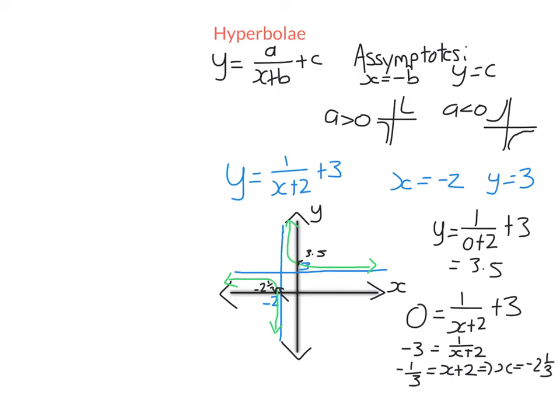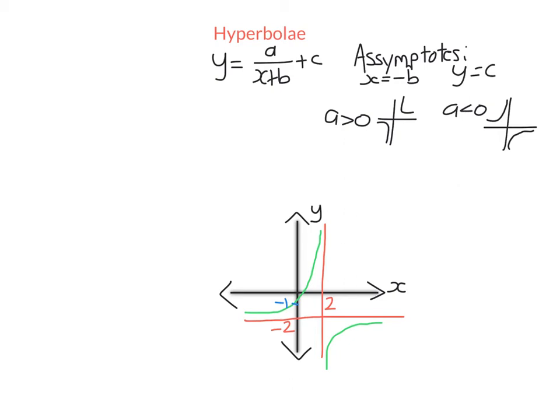Make sure you can also find the equation of a hyperbola. So I give you the graph of a hyperbola and you tell me what the equation is. We'll do that now. Let's find the equation of the hyperbola in this graph here. I know the equation is going to be y equals a over x plus b, plus c. So all we need to do is find the values of a, b, and c, and we've got the equation.